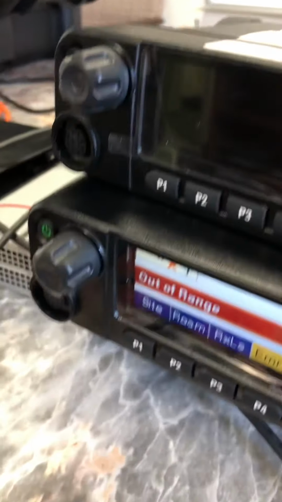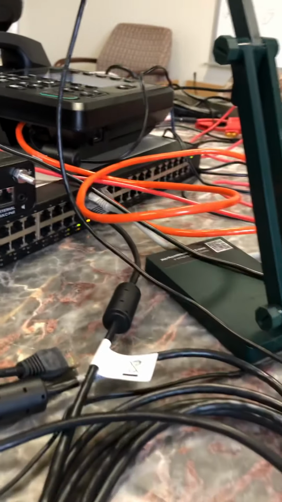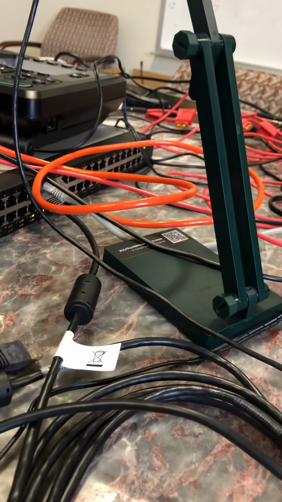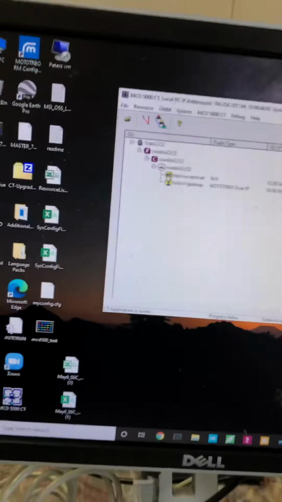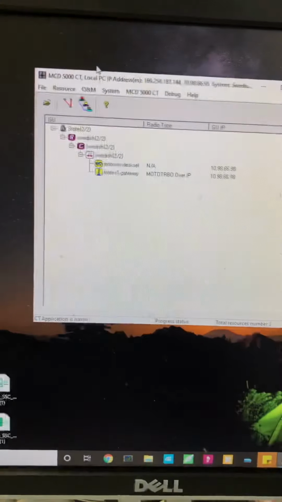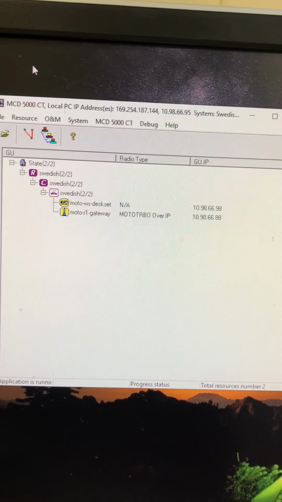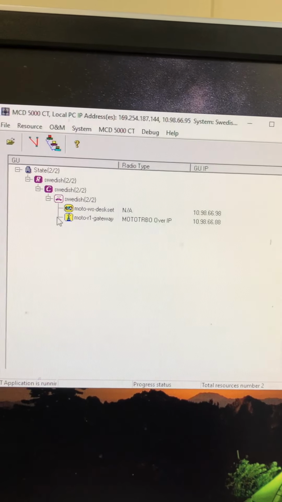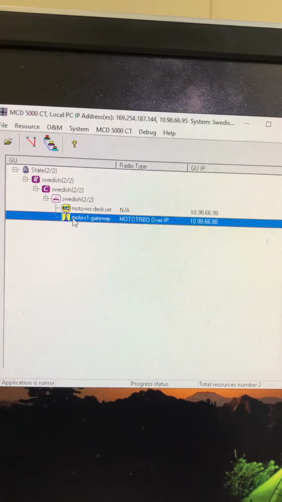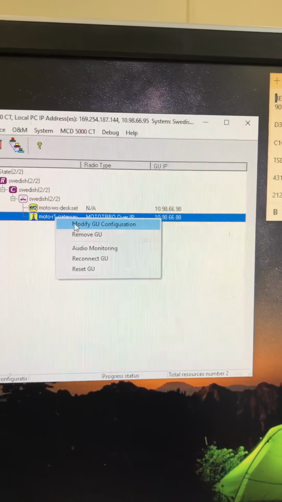All right, and then I just have an unmanaged switch right here. And then go over to the computer and we look at the setup here. All right, so this is the control CT, I guess, control terminal. And the system has this gateway, and we'll just go ahead and look at the configuration here.